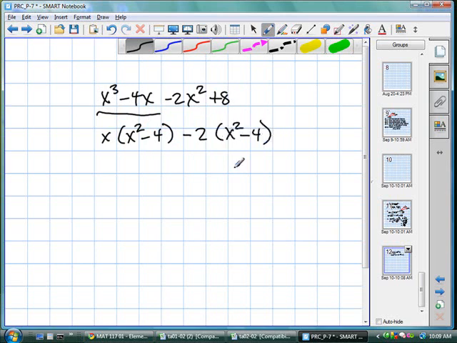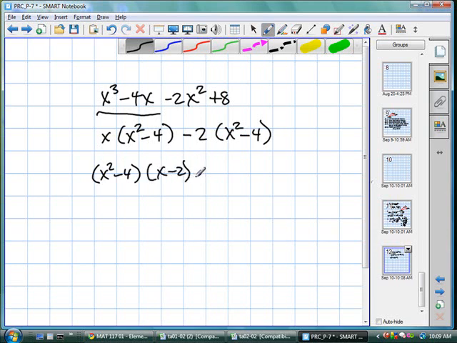Cool. See, up until now, I haven't really factored anything, right? Because there's a subtraction. But the cool part is there's a common factor, which I now can take out. And what's left?